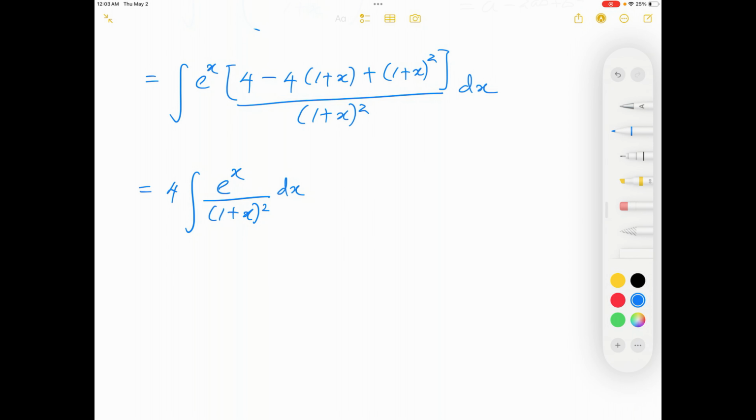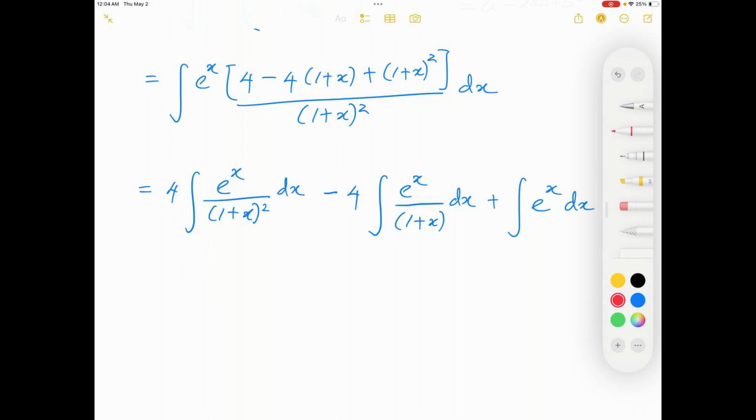That's the first part. The next one also has a 4 and it's minus. I will write down that minus 4 outside. Integration e to the x 1 plus x over 1 plus x squared. One of those factors will be simplified and we can write it as e to the x divided by 1 plus x dx. And then the last term is plus integration e to the x 1 plus x squared divided by 1 plus x squared. Those two second order factors will be cancelled and it becomes just e to the x dx.